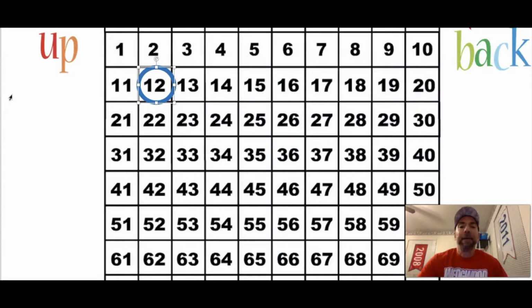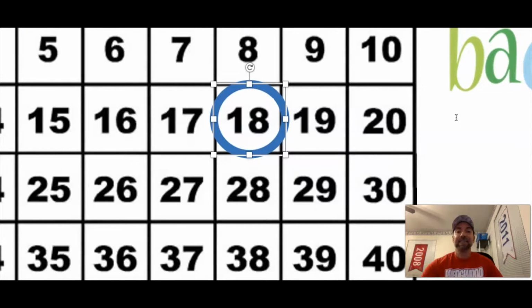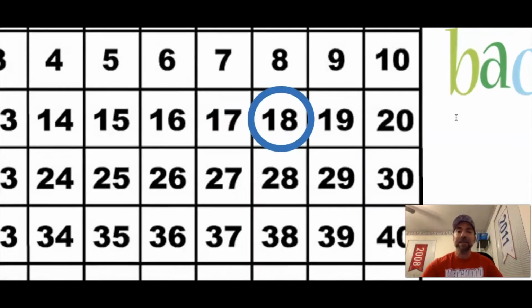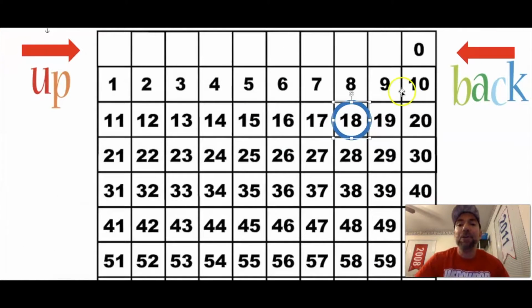Put a circle around 18. So 18 is in the same row as 12, and it has an 8 in the number. There it is, 18. A 1 and an 8. Pretty cool. All right, let's see if you can find this number.